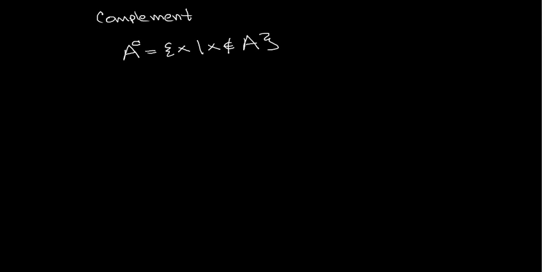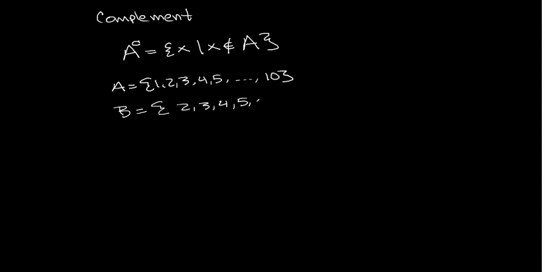So let's say that A is the following set, 1, 2, all the way until 10, and let's say that B is the set of numbers 2, 3, 4, 5, 6, and 7. So the complement of B relative to A is going to be the set of all the elements that are not in B but that are in A. So this is the set of elements 1, 8, 9, and 10.